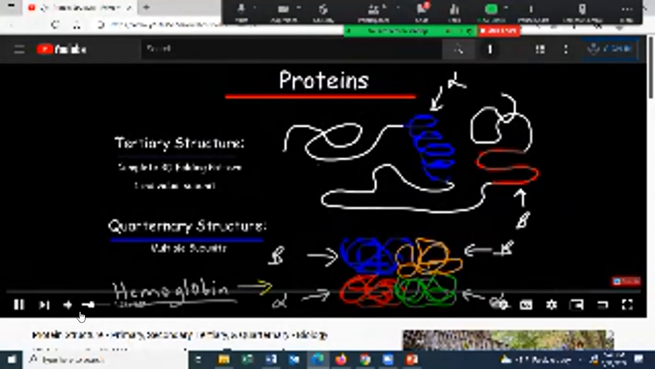So hemoglobin is an example of that. It has 4 individual subunits, 2 alpha subunits and 2 beta subunits. So hemoglobin is a protein with a quaternary structure.